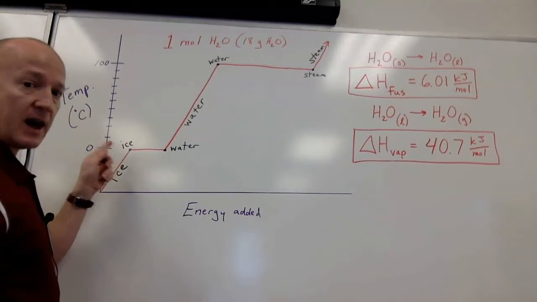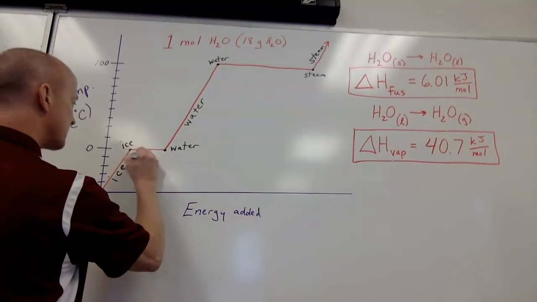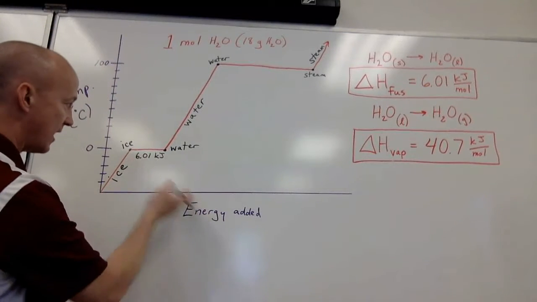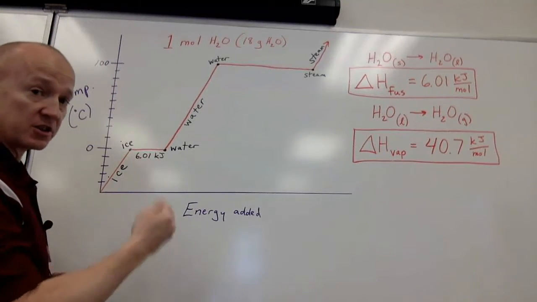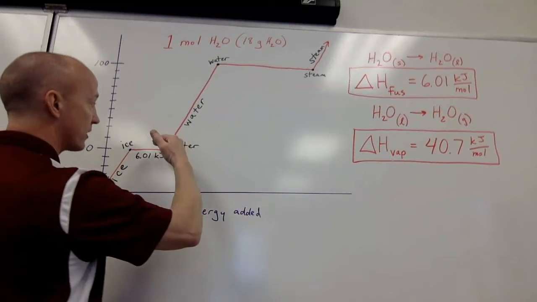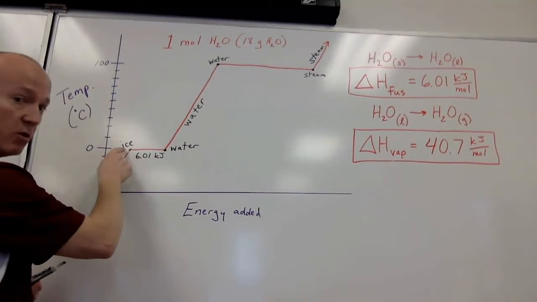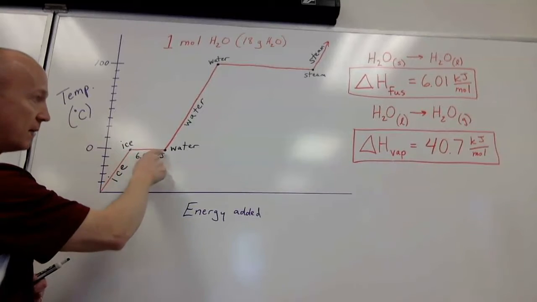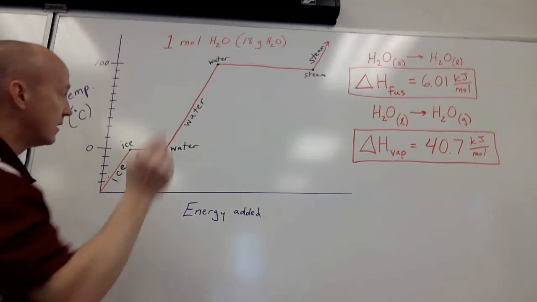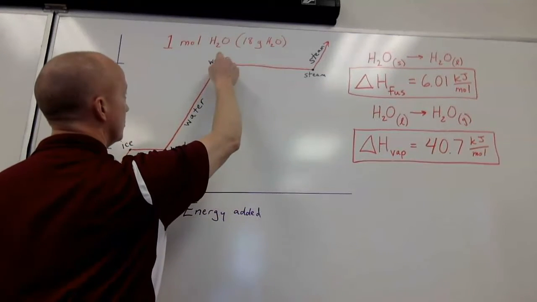At this point, I have to convert from ice to water. That's going to require 6.01 kilojoules for me to do that. In other words, I'm going to have to add 6.01 kilojoules just to convert everything from ice to water. And then and only then can that water begin to increase in temperature again. Do you see that? The temperature is going to remain fixed while I'm undergoing fusion, the conversion from ice to water.